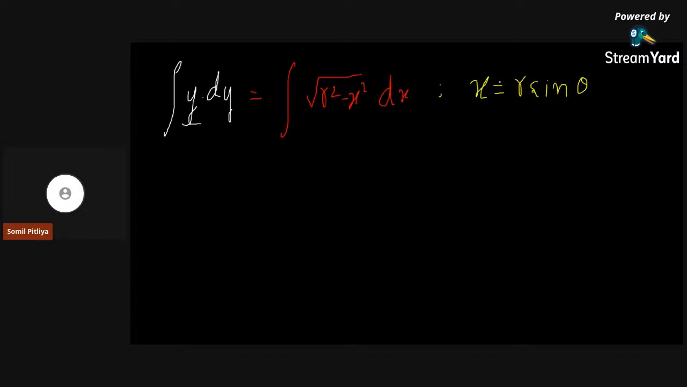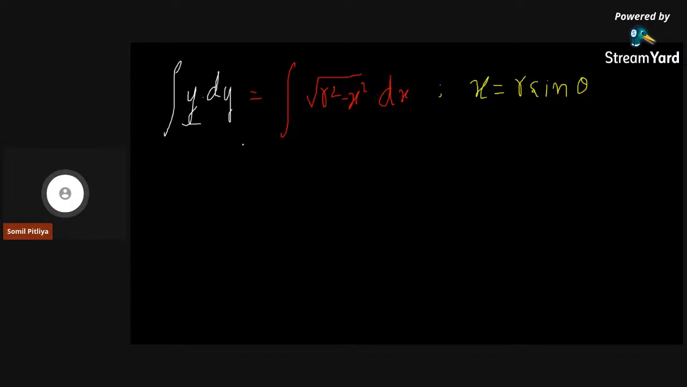x square will be r square sine square theta. Taking r square as common, you will get 1 minus sine square theta. And under root of r square into 1 minus sine square theta. As 1 minus sine square theta is cos square theta, I will get the under root of r square cos square theta, which is r cos theta. So the under root thing will get removed, and I will be able to solve using some basic integration.